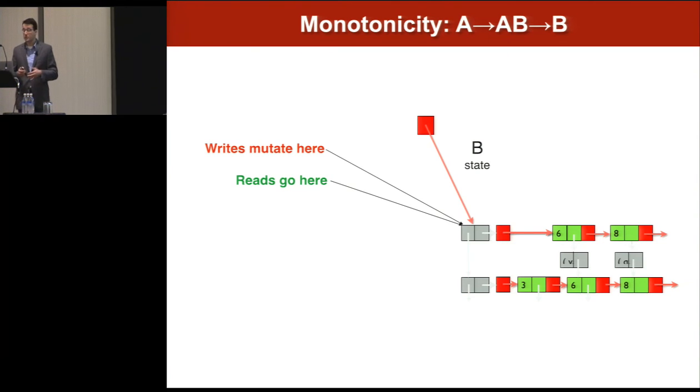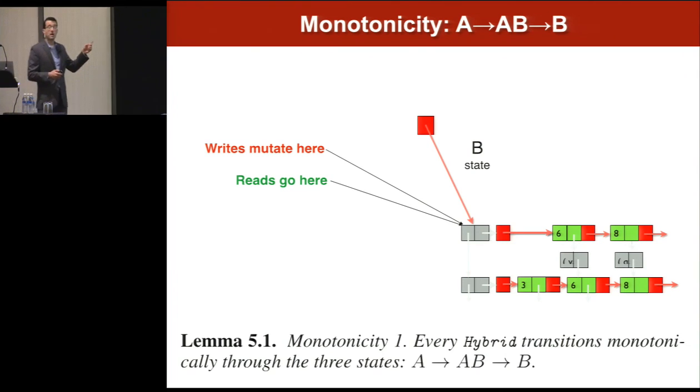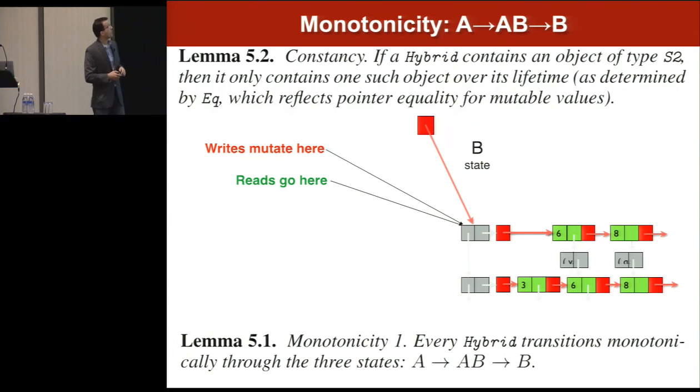And the proof of correctness we've got in the paper depends critically on this monotonicity property that we never go backwards in these state transitions. It's also important that we have only one S2 data structure over the whole lifetime of the hybrid. So if you read the S2 pointer out while you're in this transitional intermediate state, that pointer remains valid for the lifetime of the data structure.